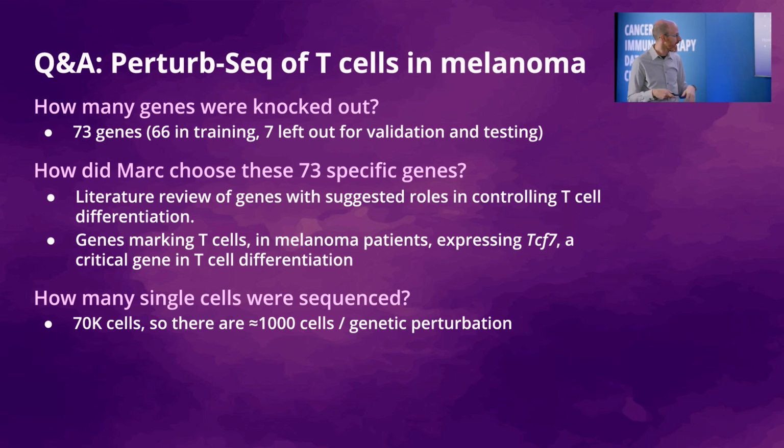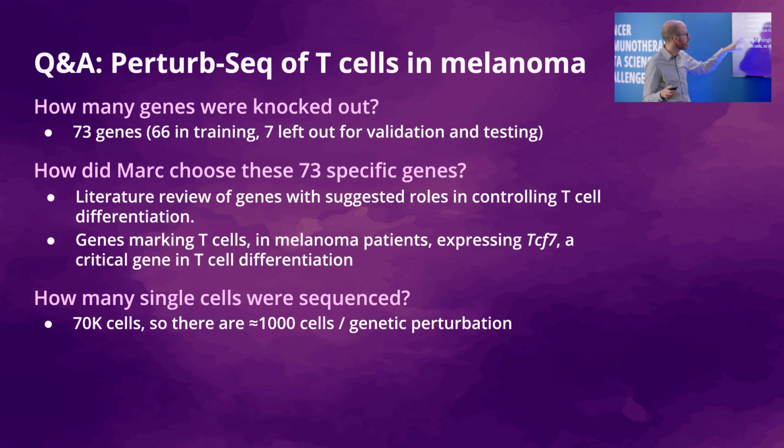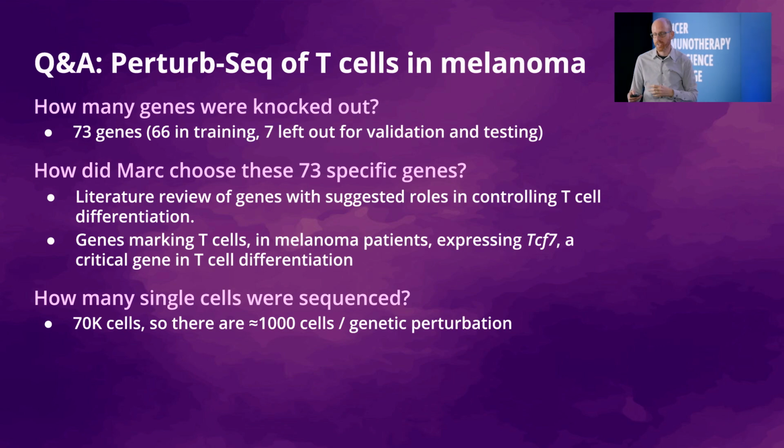And then we can ask, how many single cells were sequenced? So we did this Perturb-seq experiment, and we isolated T cells. How many cells did Mark isolate? So Mark isolated 70,000 cells. And because there's 70 genes, that means there's about 1,000 single cells for each genetic perturbation on average.